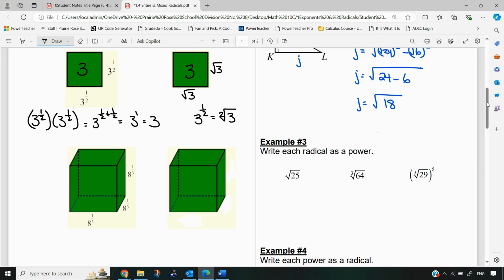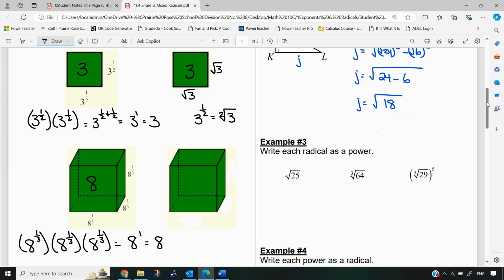Now, when we look at a volume example, you'll see that the same rules apply. If I have 3 side lengths and I'm trying to find the volume of this cube, that's going to be length times width times height. Because they're all the same, that's the same as saying side cubed. So I'm going to have 8 to the 1/3 times 8 to the 1/3 times 8 to the 1/3. Again, they all have the same base, so I can add my exponents. 1/3 plus 1/3 plus 1/3 is 1. So I'm going to have 8 to the 1, or 8.